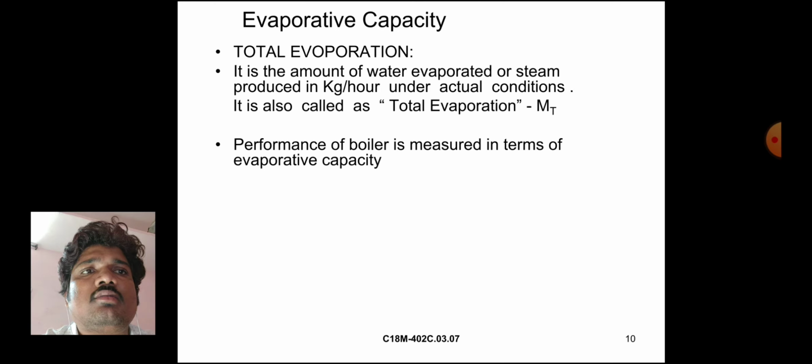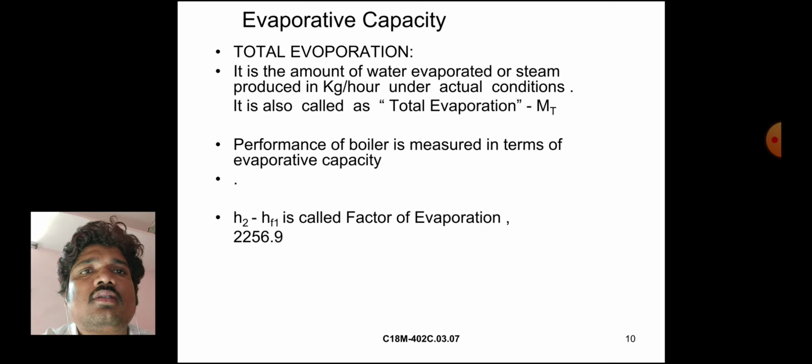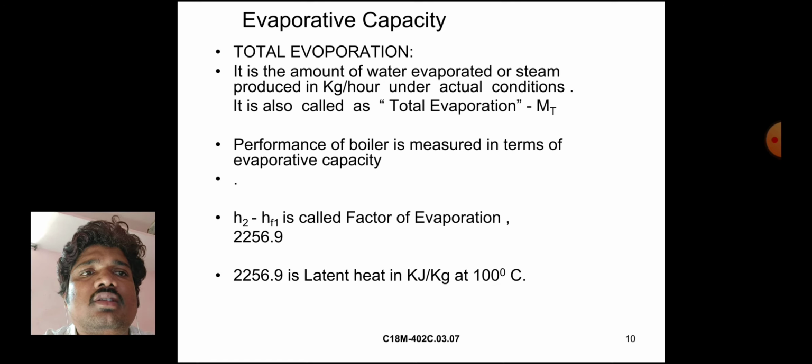Performance of boiler is measured in terms of evaporative capacity. H2 minus HW1 is called factor of evaporation. 2256.9 is the latent heat in kilojoule per kg at 100 degree centigrade. This is evaporative capacity, or total evaporation: the amount of water evaporated or steam produced in kg per hour under actual condition, also called total evaporation, MT. Performance of boiler is measured in terms of evaporative capacity.